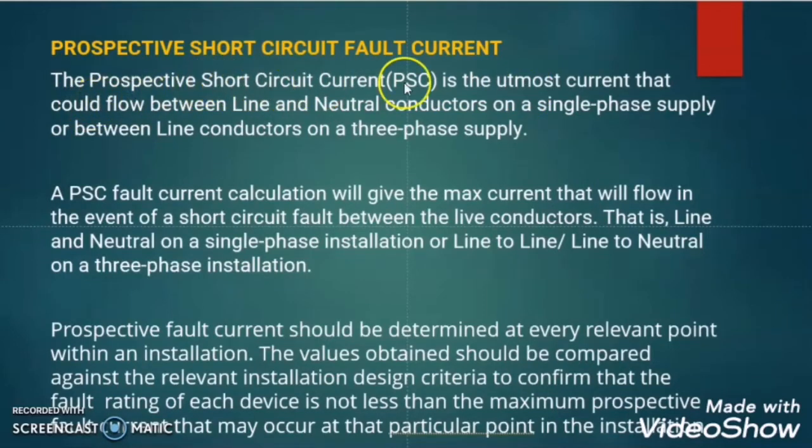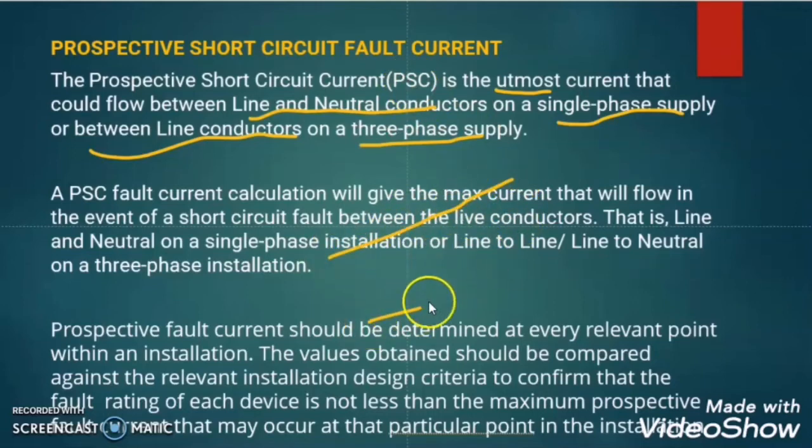The prospective short circuit fault current is the utmost current, the maximum possible current that can flow between the line and neutral conductor for a single phase power supply system and between the line conductors for a three phase power supply system. Let me elaborate on this. Suppose I am taking an example of a single phase supply, and this single phase supply is connected with one motor, a single phase motor.